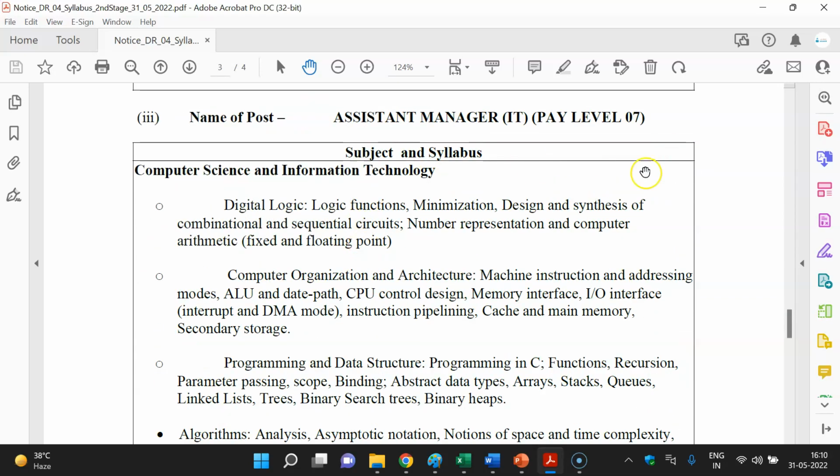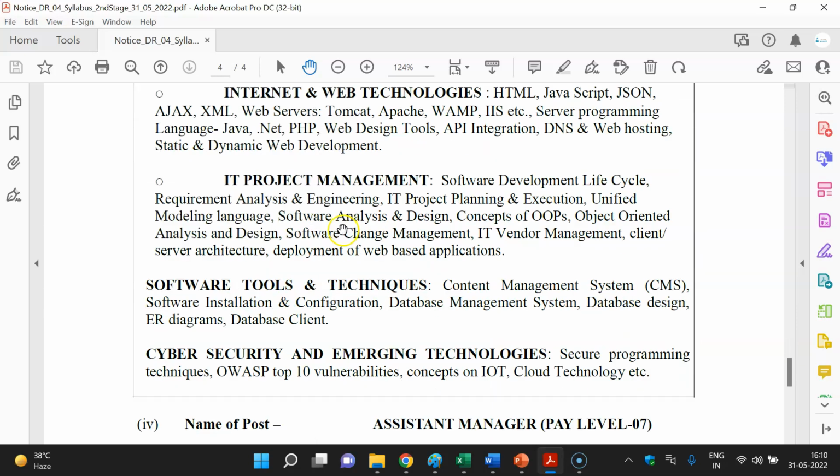The syllabus is the same, and the syllabus for Assistant Manager IT is also given in this file.